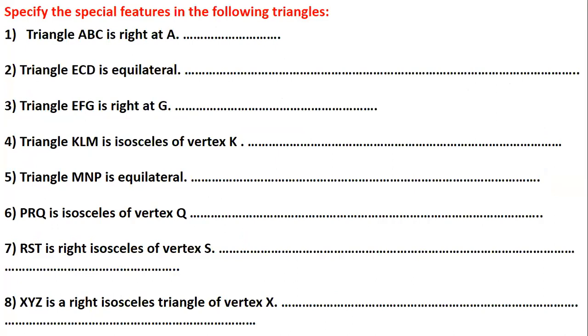So we should specify the special features in the following triangles. When I talk about the special features, I mean either I have in a triangle a right angle, I should name this angle, or if I have equal angles, I should name these angles. If I have equal sides, I should name these equal sides. This is what we mean by special features.